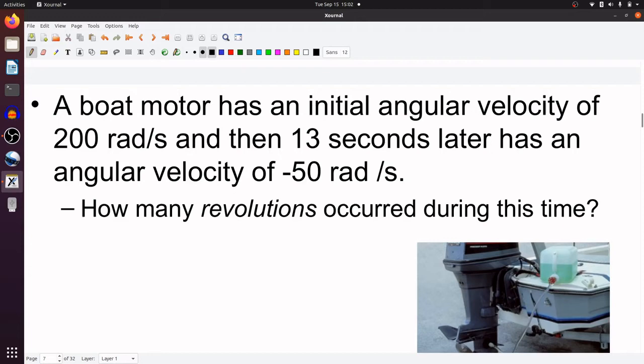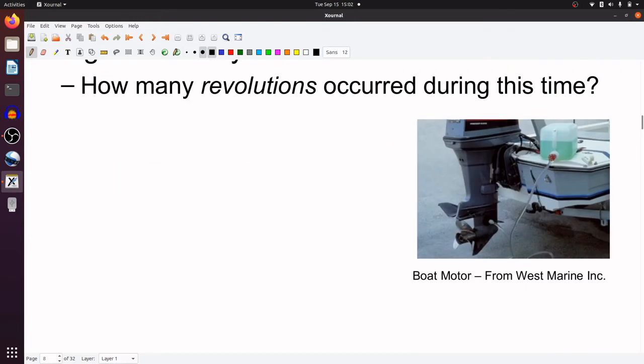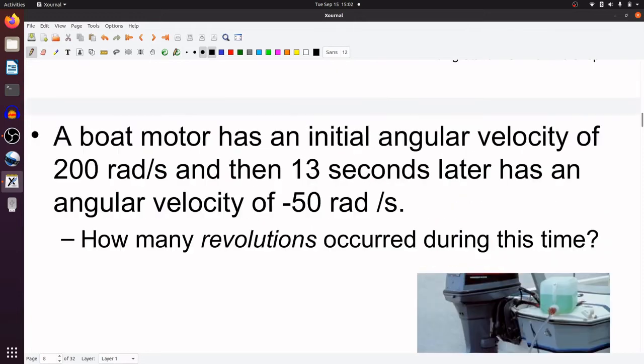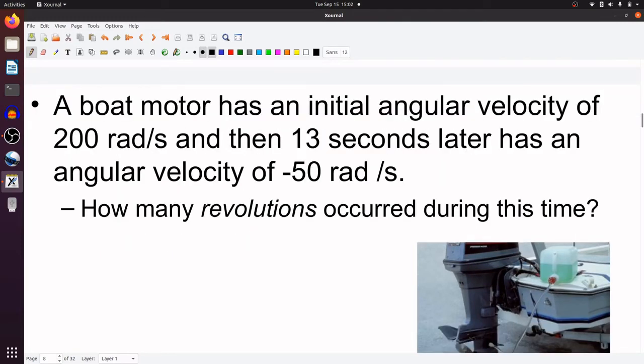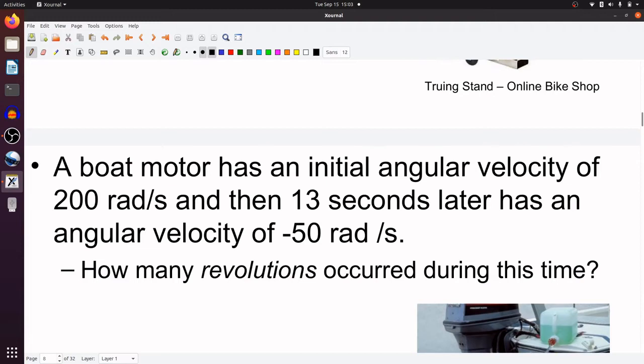Okay, boat motor. So a boat motor has an initial angular velocity of 200 radians a second. Sorry, that's a boat motor, by the way, if you don't know what it is. 13 seconds later, it's now traveling at negative 50. So very similar to the last problem. How many revolutions occurred during this time? So our initial angular velocity is omega naught. Then this is time. And this is our final omega.